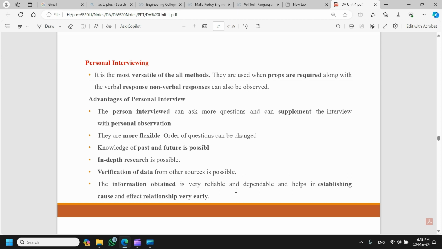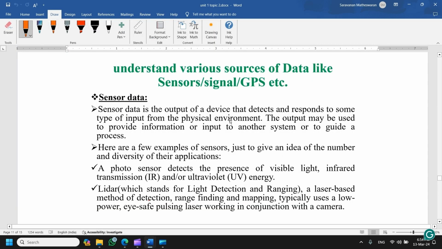One is data design architecture. After this, an important point is understanding various sources of data, where there is primary data and secondary data. Now, understanding various sources of data like sensors, signals, and GPS. Sensor data is the output of a device that detects and responds to some type of input from the physical environment. The output may be used to provide information or input to another system to guide another process.